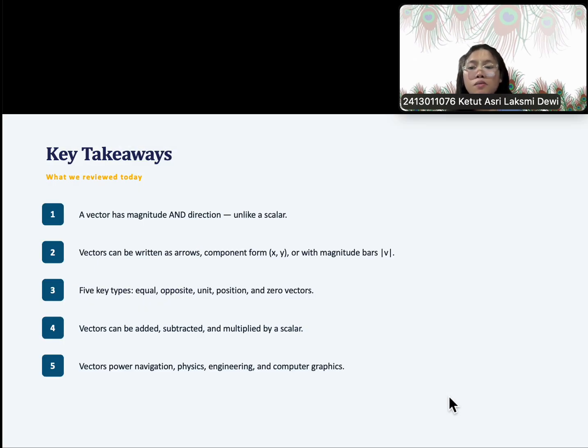Now, let's summarize what we have learned today. Number 1, a vector has magnitude and direction, unlike a scalar. Number 2, vectors can be written as a row, component form (x, y), or with magnitude bars. Number 3, 5 types: equal, opposite, unit, position, and zero vector. Number 4, vectors can be added, subtracted, and multiplied by a scalar. Number 5, vectors power navigation, physics, engineering, and computer graphics.